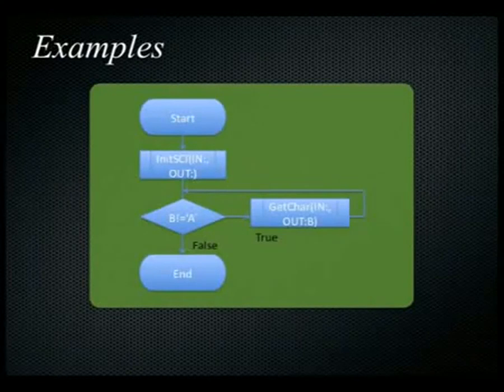And you can see that as long as B is not equal to A, we're stuck in that loop. So if someone was to push A on the keyboard and getChar was to return the value of character A, then we would simply break out of that loop. I've said character A and defined it as a character A because it's in single quotes. So the second we get back the character A, we simply end that flowchart.